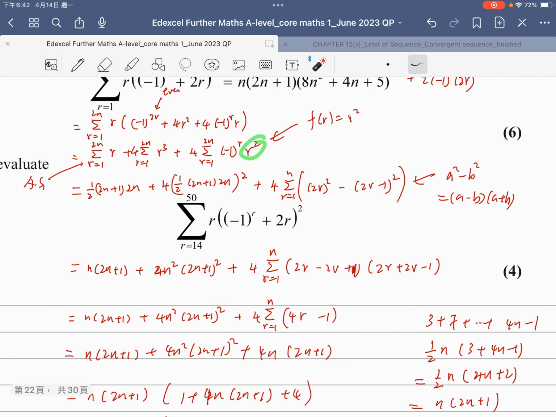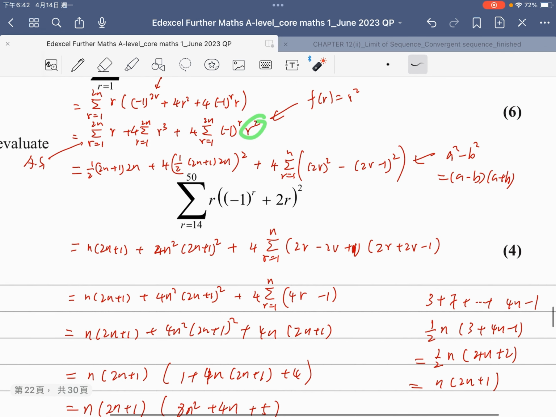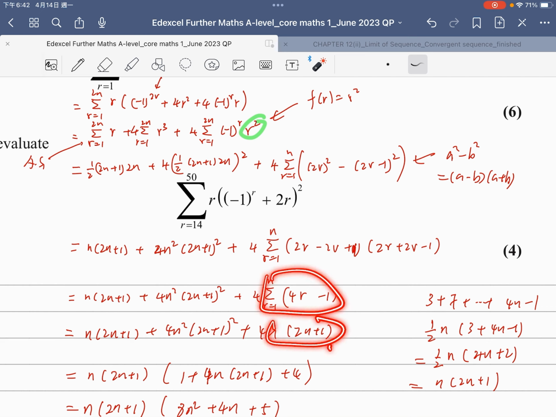That format is: the first term is 3, the second term is 7, and the final term is 4n minus 1. Then we again use the sum of an AS: first term plus last term, 3 plus 4n minus 1, times the number of terms n, then over 2. That's the sum of the AS of this one, and therefore this becomes n times 2n plus 1.